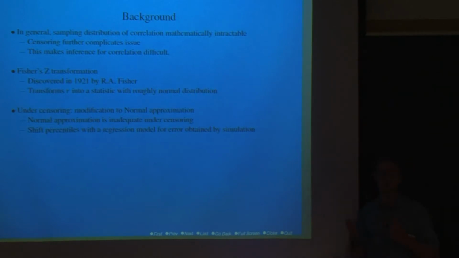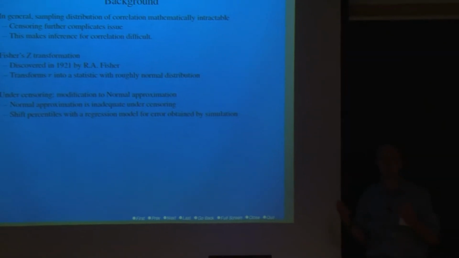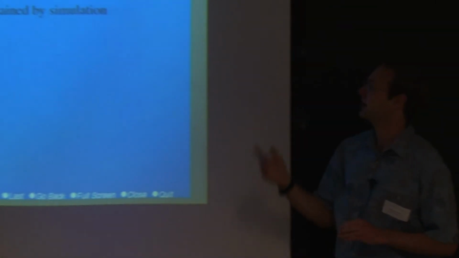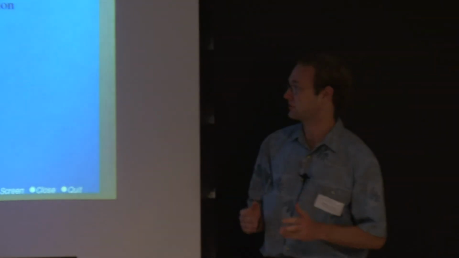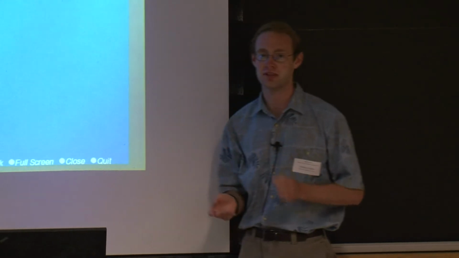into inference for correlation. But since we're considering a case with censoring, we started with that as a baseline model and found out that in many cases the transformation is inadequate. And so we considered a modification that involves shifting these normal percentiles with a regression model for error that we obtained through simulation.